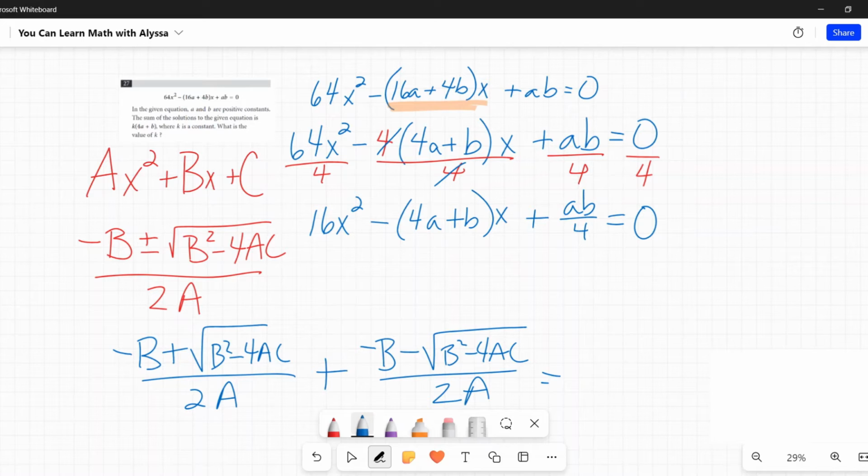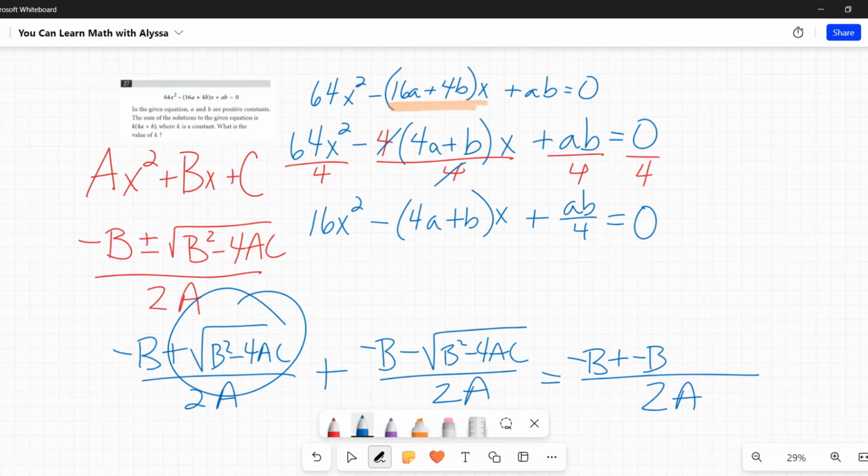Well, these are fractions. They have the same denominator, so we keep the same denominator and add the numerators together. I'm going to reorder them first. I'm going to put those two negative b's together up front, so I have a negative b plus a negative b. And then I'm going to put these two on the back. First, I have the positive square root of b squared minus 4ac. And then I have the negative square root of b squared minus 4ac.